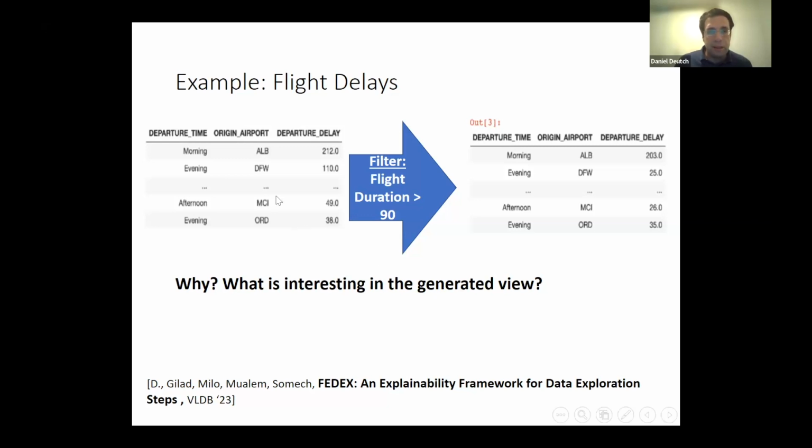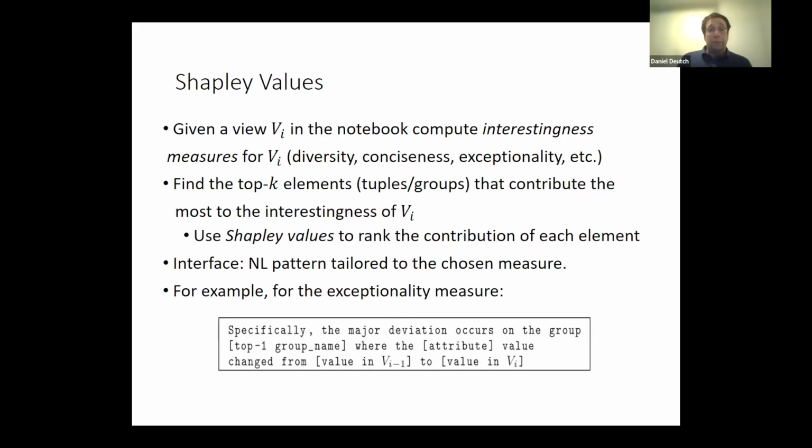So we have this database of flights, and the analyst filtered the table to find flights with duration that's greater than 90, and they got something, and they published the notebook, and that's it. But we want to know why. What was interesting in the generated view? So again, we have, like I said, these interestingness measures. We compute multiple interestingness measures for each view, those commonly found in the literature. And then we find the top k elements that contribute the most to the interestingness of the view. And we use the Shapley value to rank the contribution of each element.